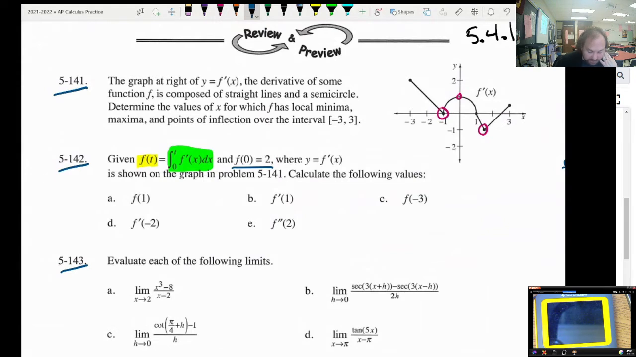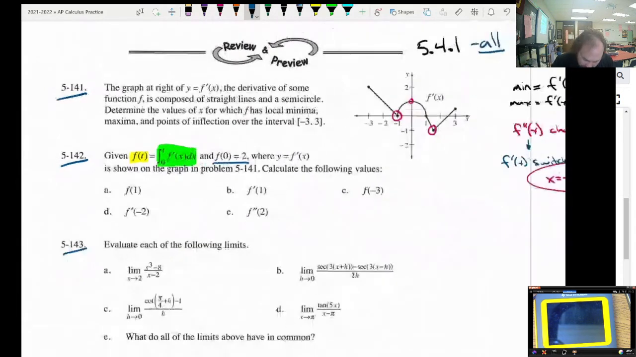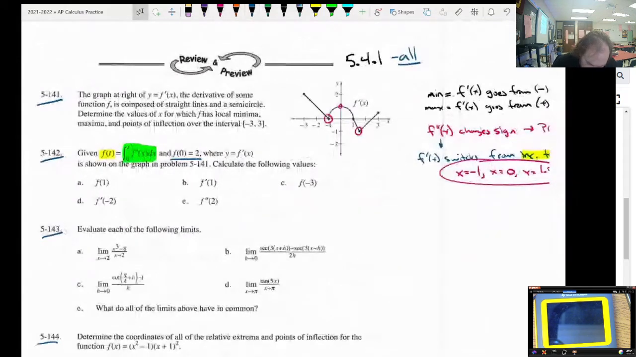And y is equal to f prime of x is shown in the graph from 5.141. We're here to calculate the following values. So let's start with f of 1. I'm going to do problem A off to the side a little bit here because I think we're going to need some room for it.